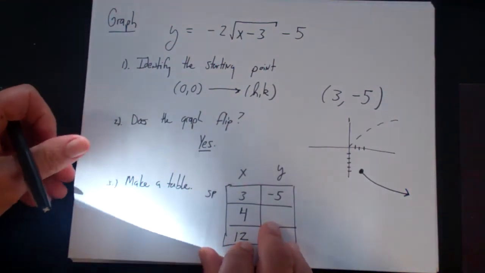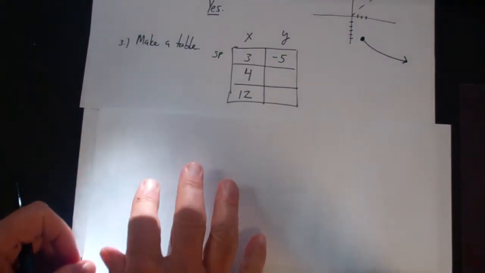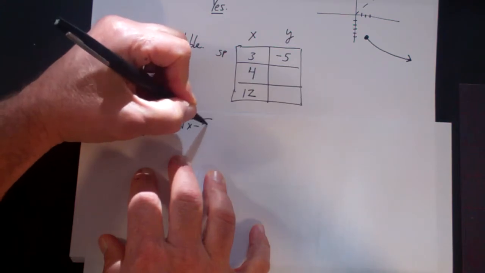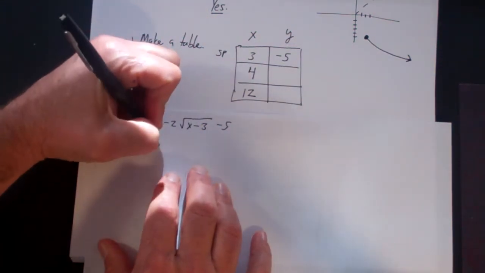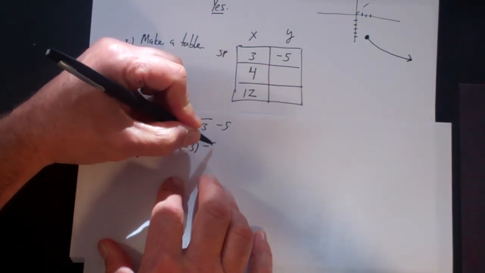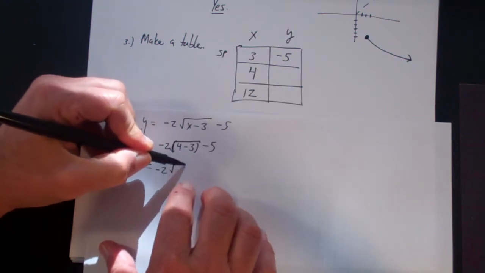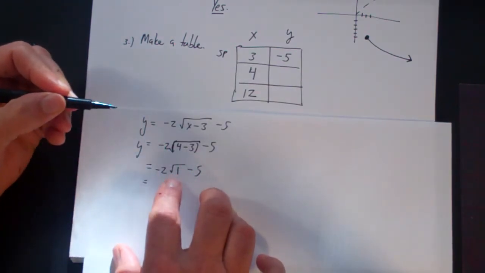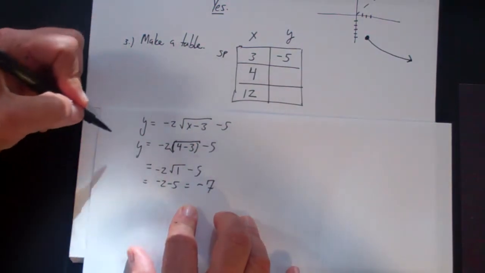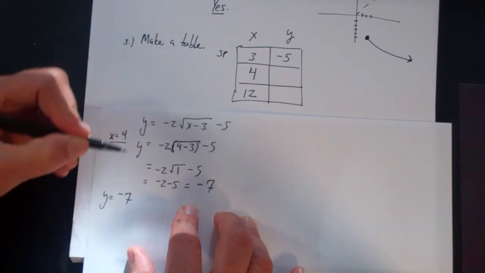Let me just move this table a little bit so that we can see how to plug these numbers in real quick. So I have y is equal to minus 2 square root of (x minus 3), minus 5. I'm going to plug in 4, so that's minus 2 square root of (4 minus 3), minus 5. That's minus 2 square root of 1 minus 5. Square root of 1 is 1, so that's minus 2 minus 5, or minus 7. All I did is I chose x is equal to 4, and I found out what y is, and y is equal to minus 7.